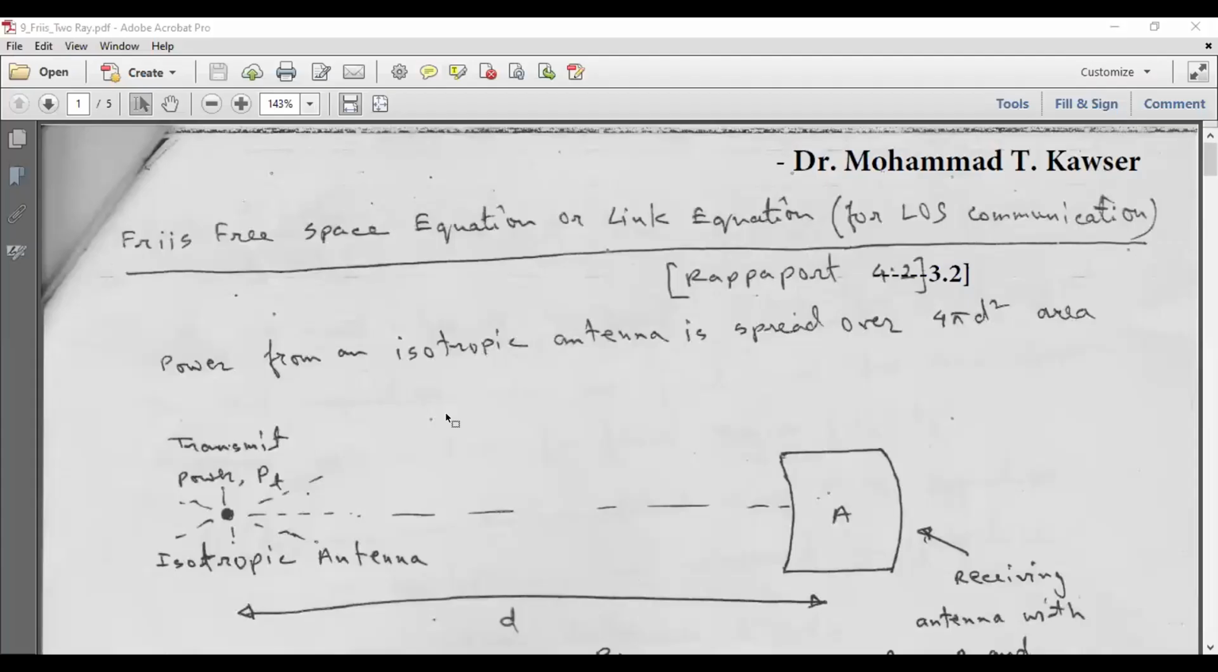Okay. However, the first discussion will be for pure LOS communication. Okay, pure LOS communication. And in the second part of the derivation, there will be a reflection. This part will derive a formula called free space equation or link equation. Very common, one of the fundamental relationships for wireless communication.